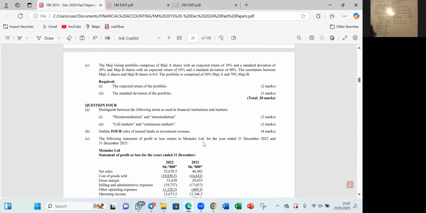And then the correlation coefficient is also given. So correlation coefficient of A and B is 0.4. Then the weights: weight of A is 0.3, then weight of B is 0.7. Required number 1: expected return of the portfolio. Do you remember how to get the expected return of the portfolio?